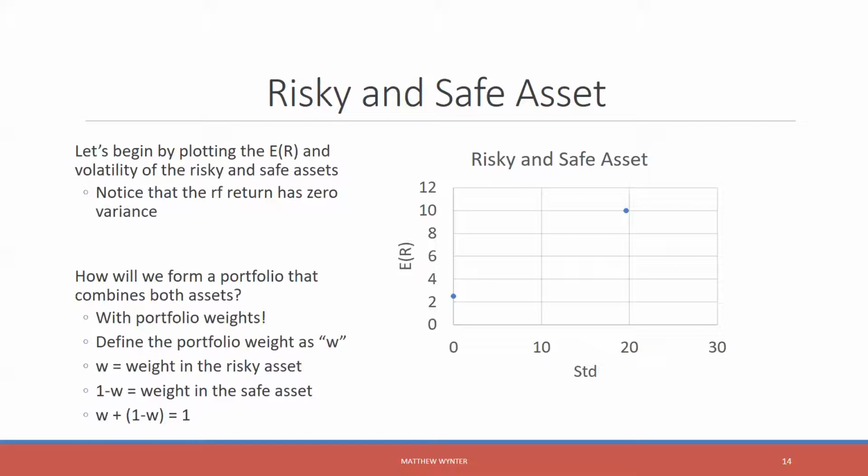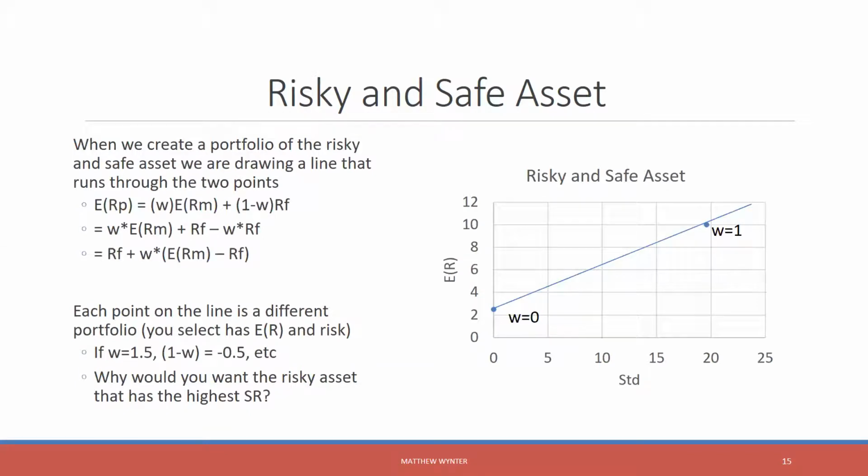How are we going to do that? We're going to use portfolio weights. We'll define W as the weight that we put into the risky asset. So 1 minus W will be the weight that we put into the safe asset. And to help make sense of that, remember, we're always going to assume that our weights sum to 1. We want to use our full portfolio. We want to use all of our capital when we're making our portfolio choice decisions.